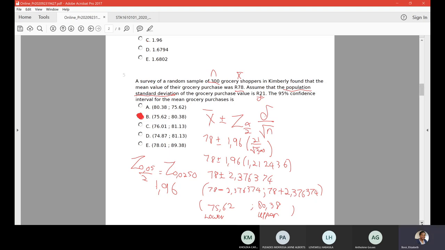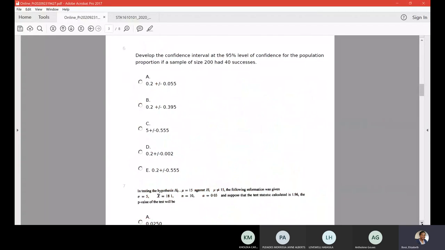Okay, so going on to question six. Question six is still also confidence interval. If I look at the options as well, they just shout confidence interval, yeah? They have given you the 95% confidence interval, with the level of confidence of 95%, where the population proportion, if a sample size of 200 had 40 successes.